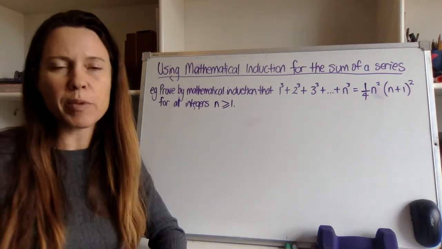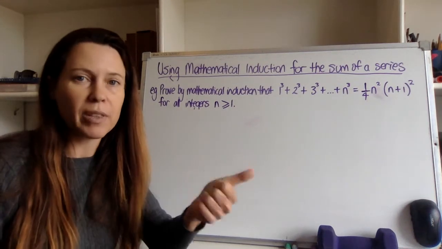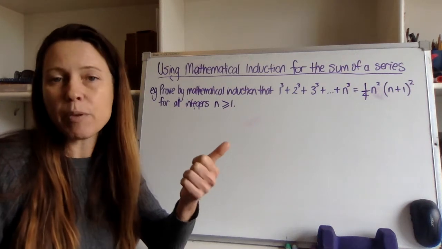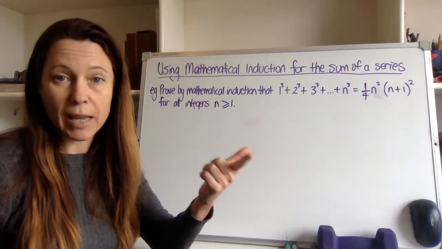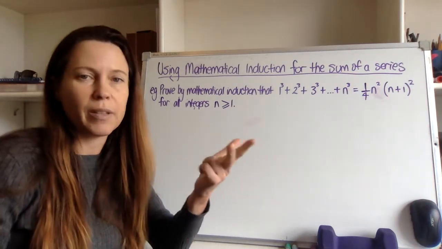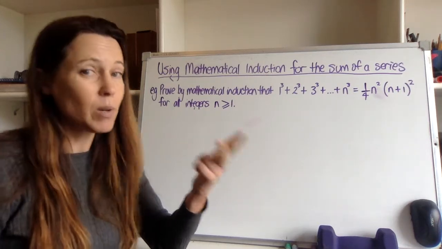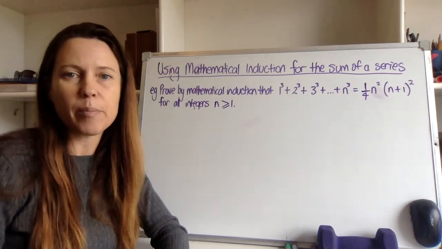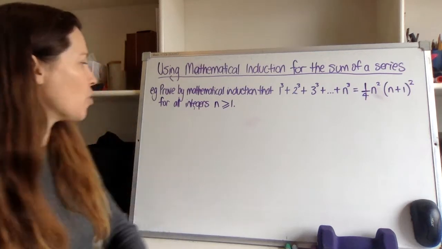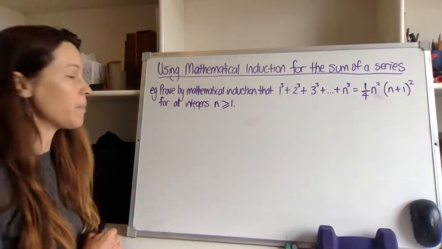So let's think about what we're trying to do here. We want to start by proving that it works when n equals 1. Then we want to suppose that n equals k, and we want to show that it works when n is k plus 1, and then we want to bring all that together by showing that therefore it must work for all integers greater than or equal to 1.